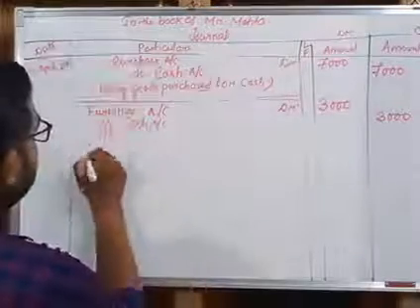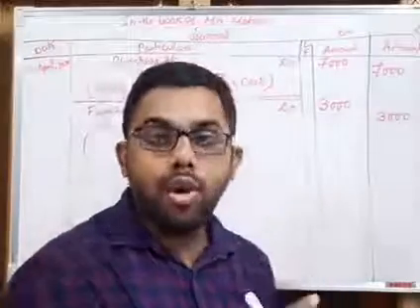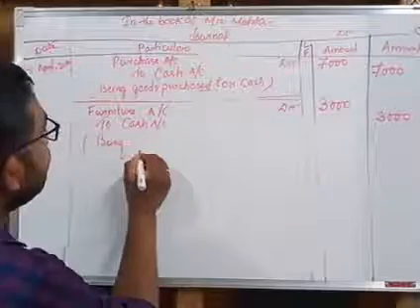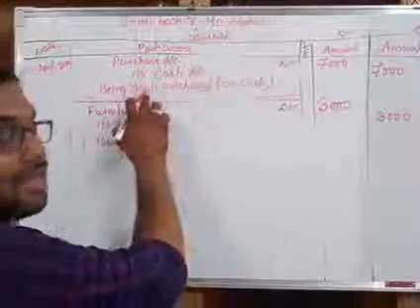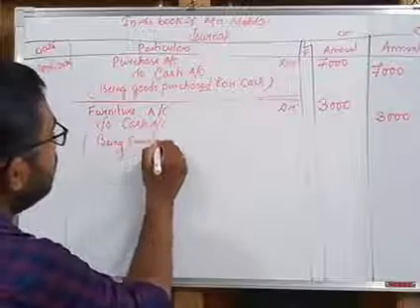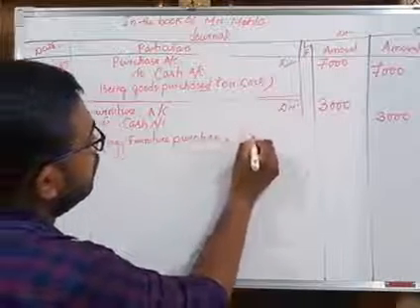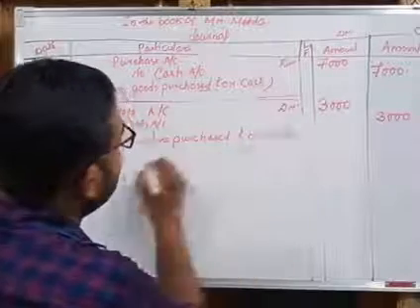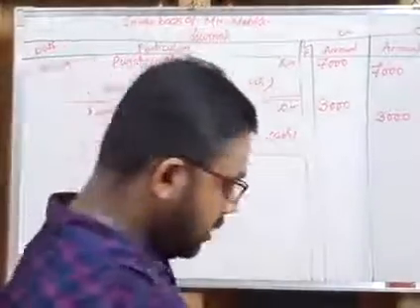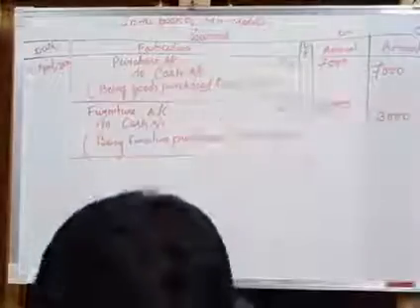Next, we have to give a short explanation of the entry, which is called narration. And narration always starts with "being". Being goods purchased for cash, but in this case the business purchased furniture, so being furniture purchased for cash. Okay, and this is the process of closing the journal entry. So this is the system of recording transactions in the journal.